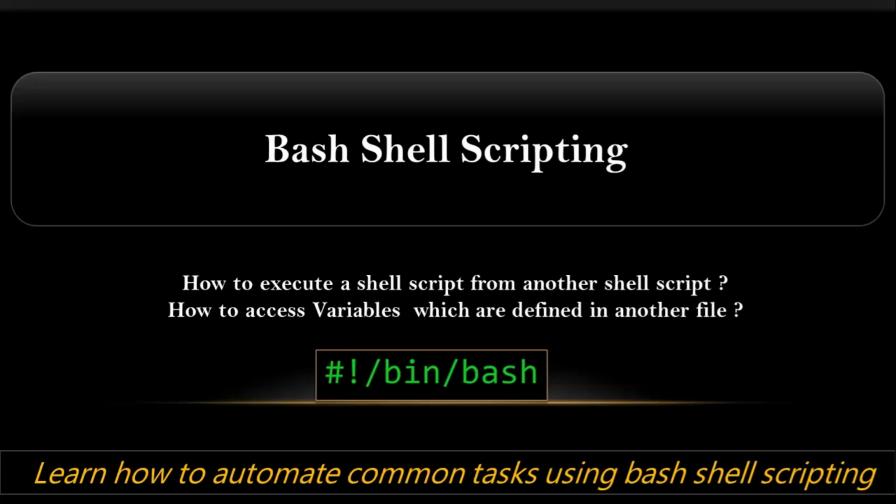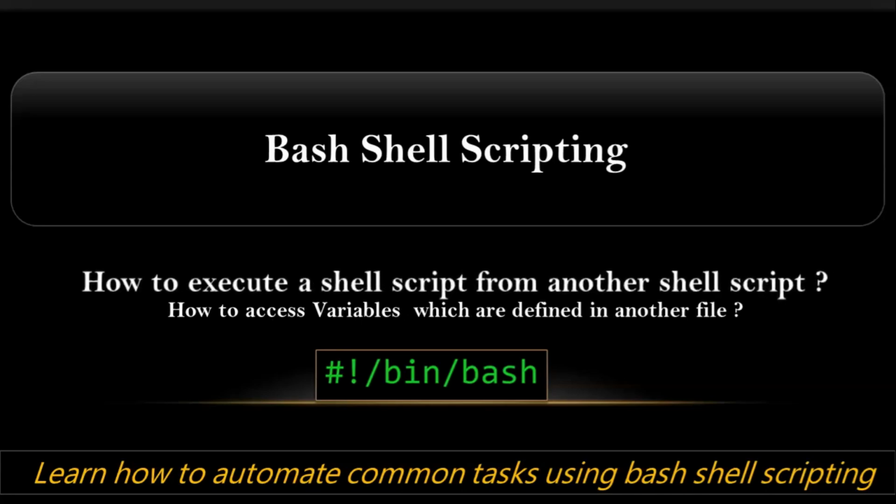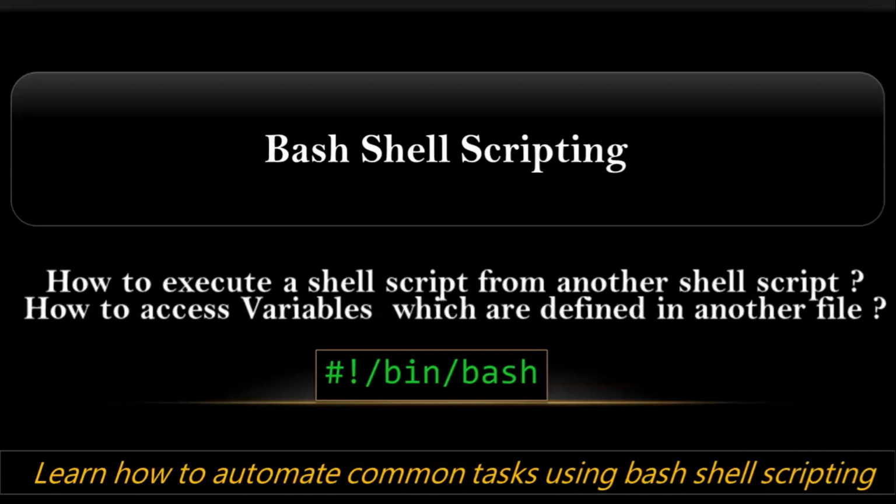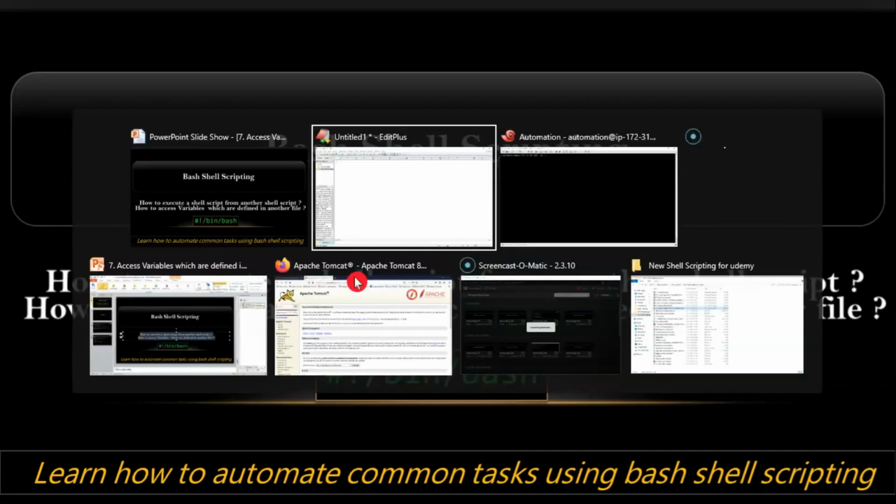Friends, here our concepts are how to execute a shell script from another shell script and how to access variables which are defined in another file. Let me explain them one by one. So before that, let me give my requirement.